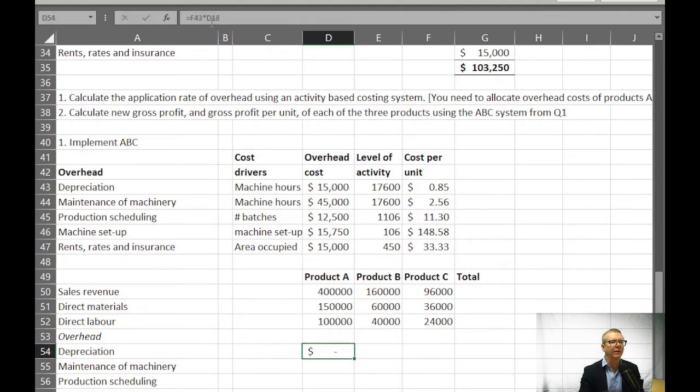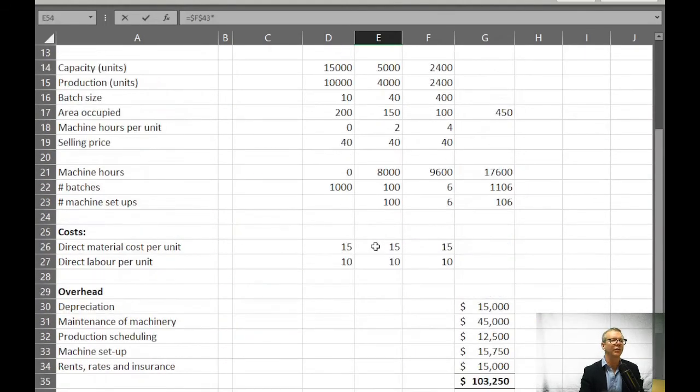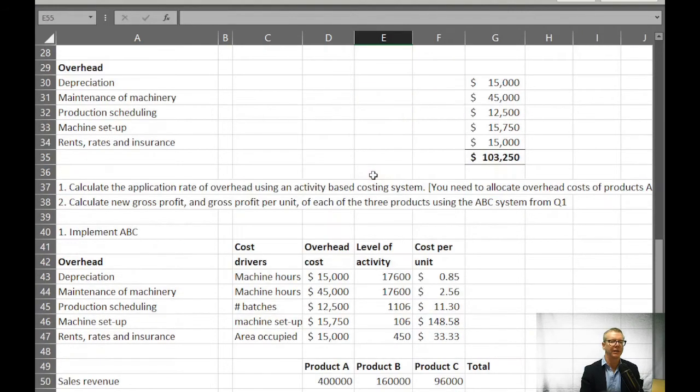I'll probably think about hard coding in. If I hard code in, so what I'm going to be thinking about for the depreciation. So for depreciation for product A, I know there's no depreciation because there's no machine hours. But for product B, the depreciation is going to be 85 cents per unit, and let's hard code that in because I might need that again. And I've got the number of machine hours for the product, 8,000 machine hours.